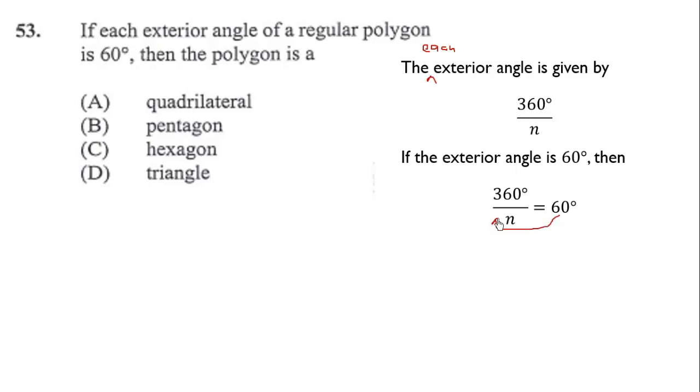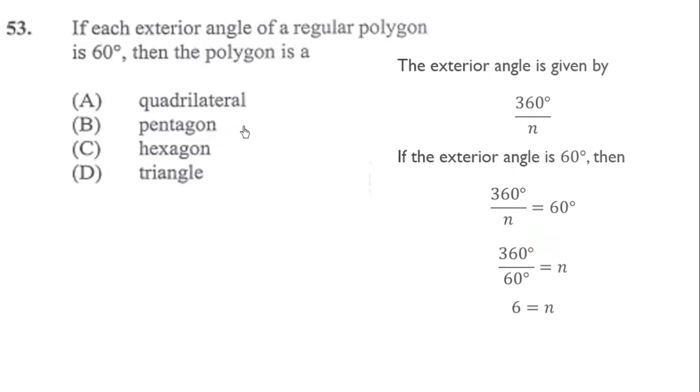Now let's swap the positions. Let 60 come here, and we let n also come here to get 360 over 60 is equal to n. So that will give us 6. Therefore a polygon with 6 sides is called a hexagon. So the polygon is a hexagon.